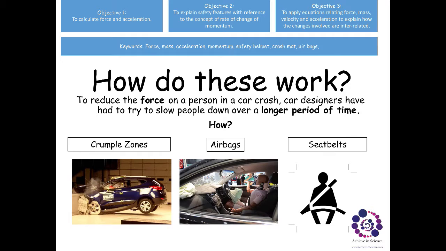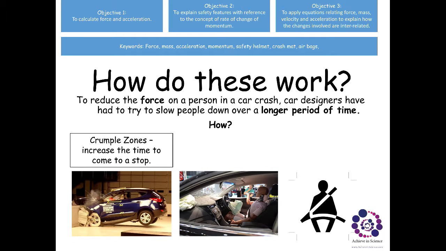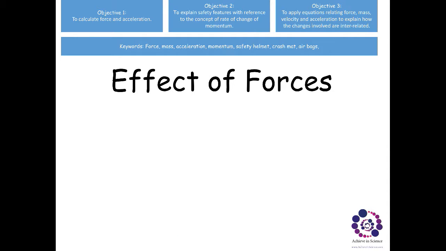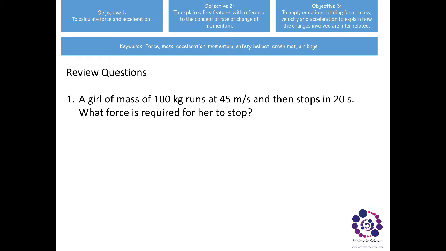Now, as well as crumple zones, we have airbags and seat belts, all of which are designed to increase the time it takes you to stop and reduce the momentum upon the driver. Other places where we find this happening are, for instance, play mats. In play areas you will find squashy mats as opposed to a solid concrete floor. This is designed to increase the time taken to stop. Cycle helmets and crash helmets are not solid, they're not rigid, again to increase the time it takes you to stop, therefore reducing the effect of the forces.